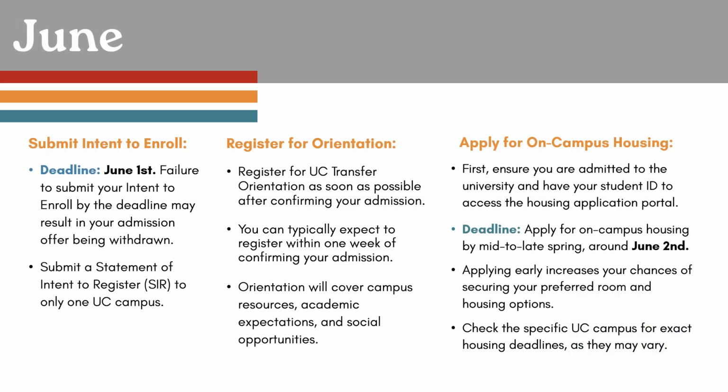If one or multiple UCs send an admission offer to an applicant, the applicant must accept the admission offer by submitting a statement of intent to enroll in order to officially be admitted to a UC. You can only submit a statement of intent to enroll to one UC campus. If an applicant fails to accept one, the extended admission offers will expire. You will submit this through the online portal provided by the UC you are applying to.